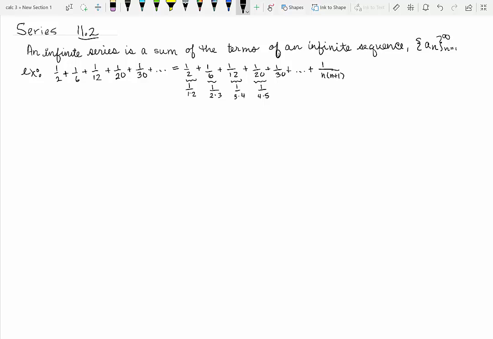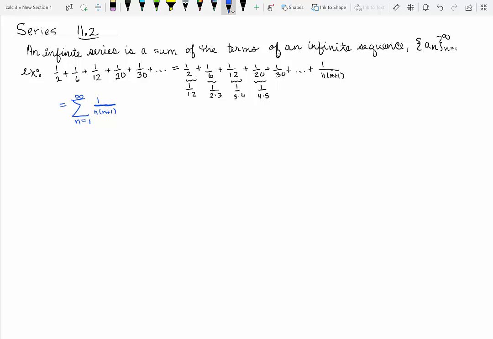There's special summation notation we use for series. So I can write this series as the sum, n equals 1 to infinity, of the generic form for the sequence that's associated to it. So 1 over n times n plus 1 would be a way of writing this series.